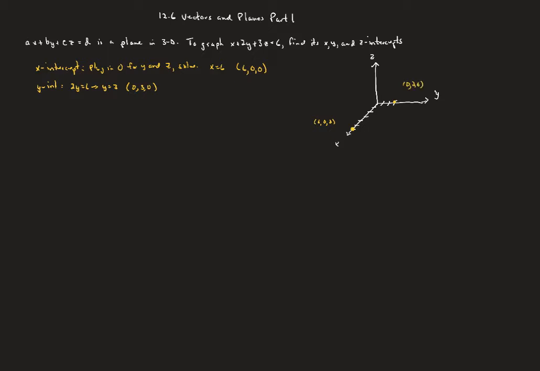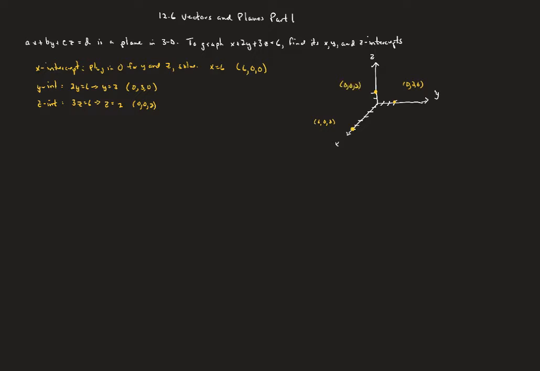So there's our y-intercept. To find the z-intercept, we plug in zeros for x and y, and that gives us 3z equals 6, which means z is equal to 2, and that gives us the point 0, 0, 2. The tick marks here go parallel to y, so I'm going to go 1, 2, and then here is our point 0, 0, 2.